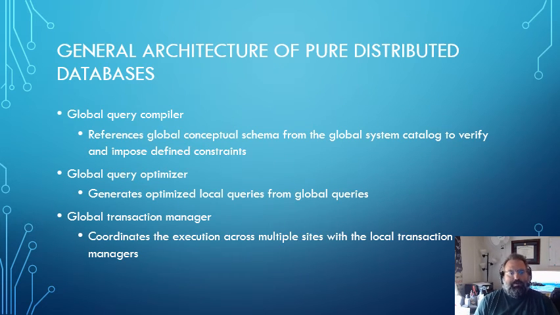The general architecture of a pure distributed database system includes things like a global query compiler. It references the global conceptual schema from the global system catalog to verify and impose constraints. A global query optimizer generates optimized local queries from global queries. And then you have a global transaction manager, which coordinates the execution across multiple sites with the local transaction managers.